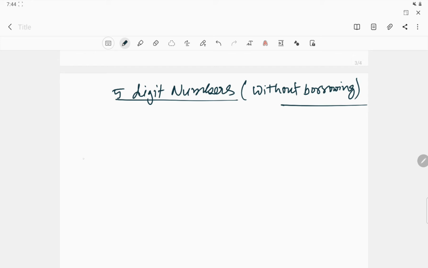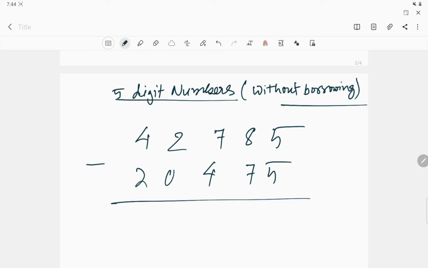Right. Suppose I'm taking an example. Please subtract 20,475 from 42,785. Now you have to start from the ones place. This is our 5-digit numbers. So you have to start from the ones place. Then 5 minus 5 is 0, 8 minus 7 is 1, 7 minus 4 is 3, 2 minus 0 is 2, and 4 minus 2 is 2. So our difference will be 22,310. Right. So this is our subtraction of 5-digit numbers without borrowing.